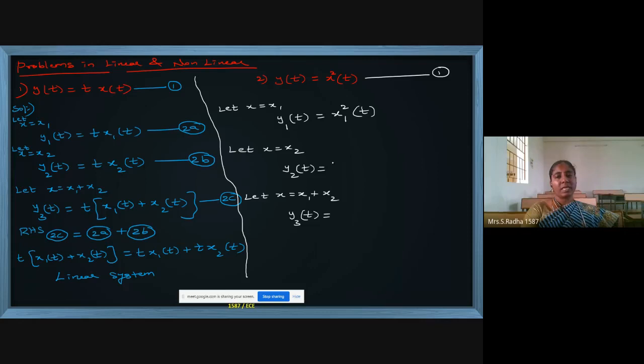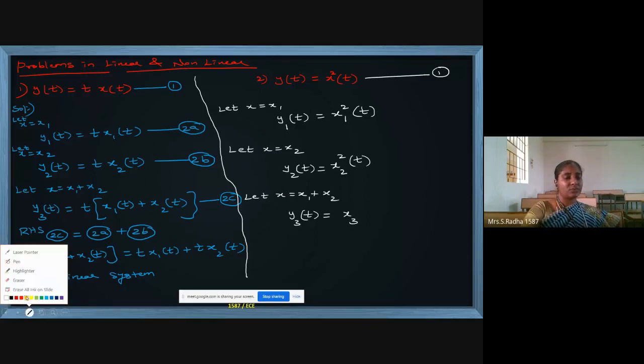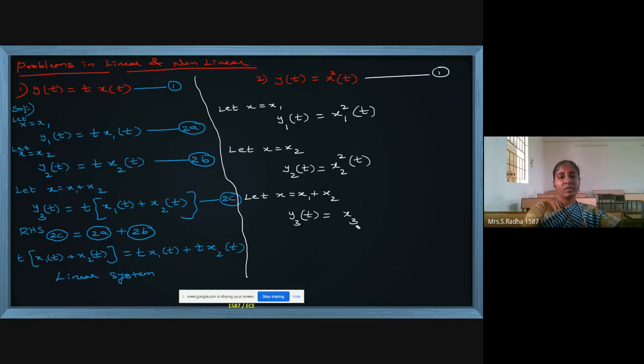Now coming to the second case, wherever x is there, I have to put x2 square of t. And in the third case, I have to put x1 plus x2. So now here what I will do, x1 plus x2 and this whole square will come. In the place of x, I am putting x1 plus x2.